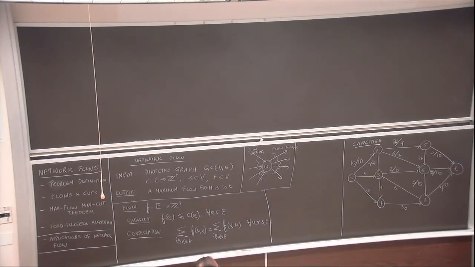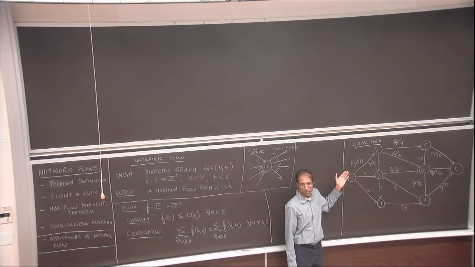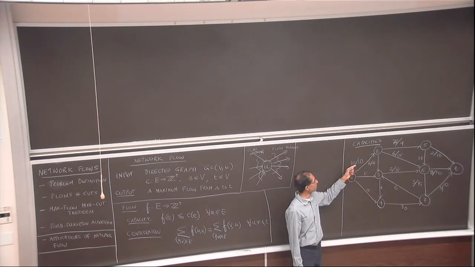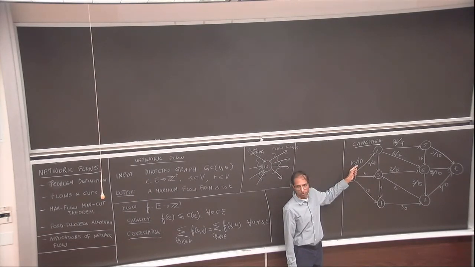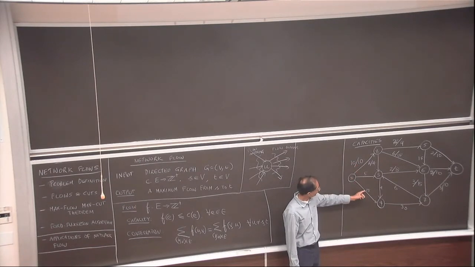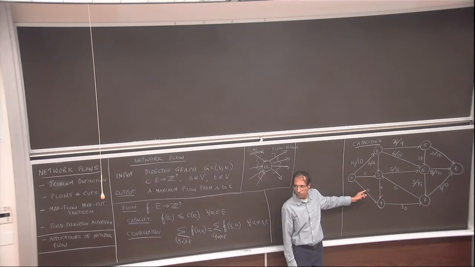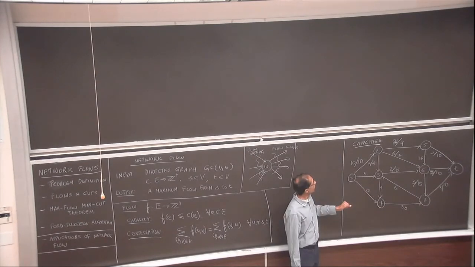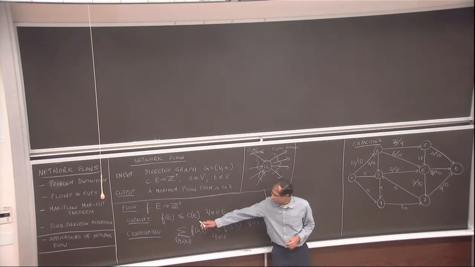Is that clear? So let's see whether this is a valid flow. For it to be a valid flow, all the capacity constraints should be satisfied for every intermediate. And they are satisfied because every number written on the left is not more than the number written on the right. There are no numbers written here, which just means that this is the flow of 0. So that capacity constraint is satisfied.